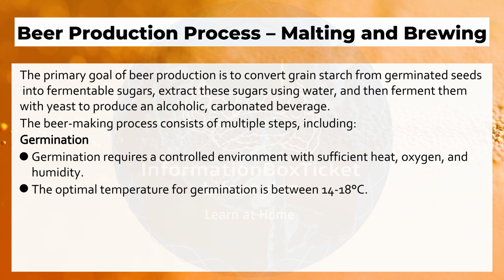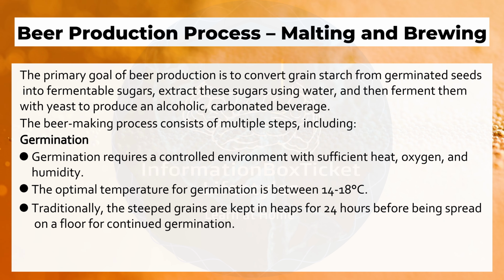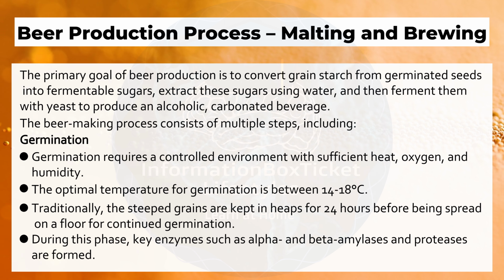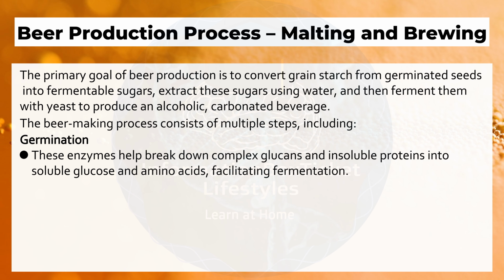The optimal temperature for germination is between 14 to 18 degrees Celsius. Traditionally, the steeped grains are kept in heaps for 24 hours before being spread on a floor for continued germination. During this phase, key enzymes such as alpha and beta amylases and proteases are formed. These enzymes help break down complex glucans and insoluble proteins into soluble glucose and amino acids, facilitating fermentation.